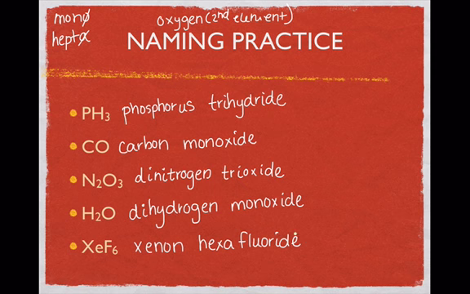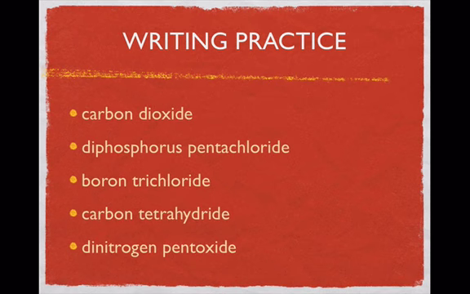All right, so let's go the other way. If we want to write the formulas from the names, we don't have to worry about charges. We just put exactly what it tells us in the name. So carbon, there's no prefix, there must be one of them. Di means 2, and oxide is oxygen, so CO2. Diphosphorus, di being 2, phosphorus is P, so P2. Penta is 5, and that's chlorine, so Cl5.